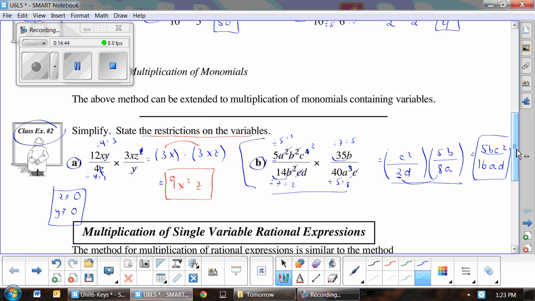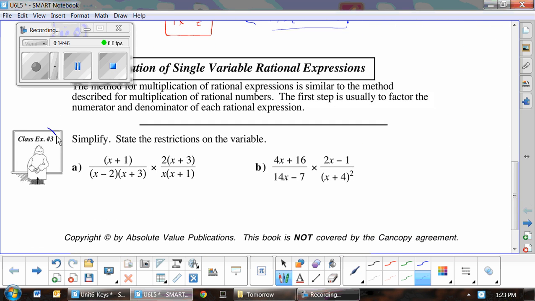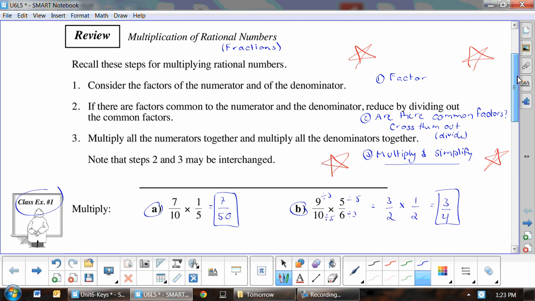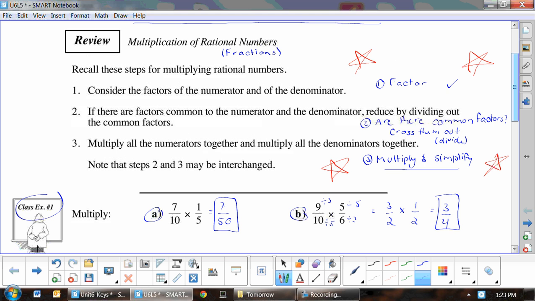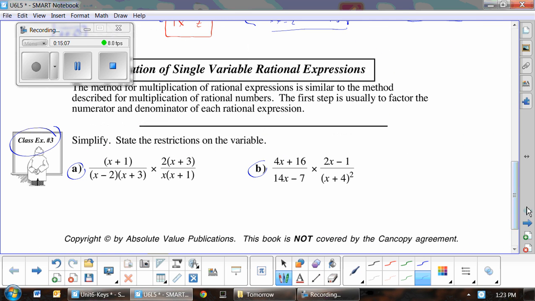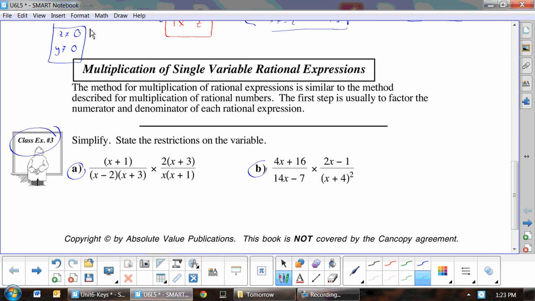Okay, so let's go down to example number 3. And so we're going to do both A and B. So this one's kind of nice, A, because we know our first step is factoring. Okay, so step 1 is already done for us. So our factoring's been done, which is awesome. One less thing we have to do. So we can go straight to canceling things out.